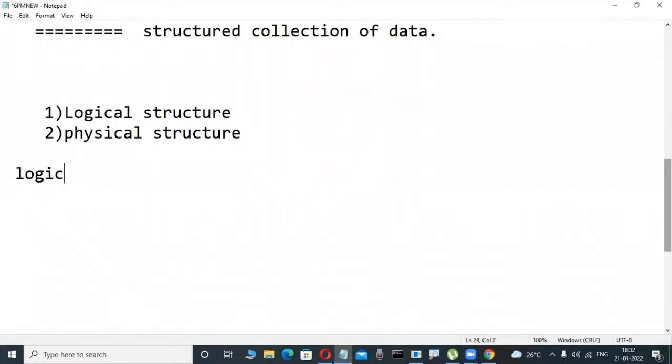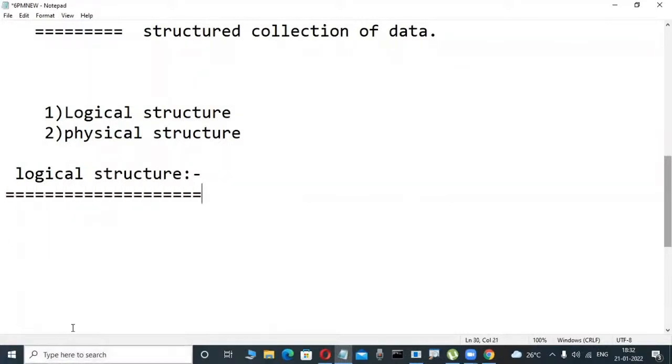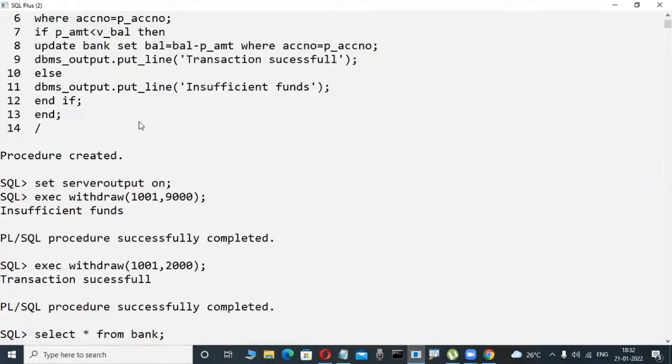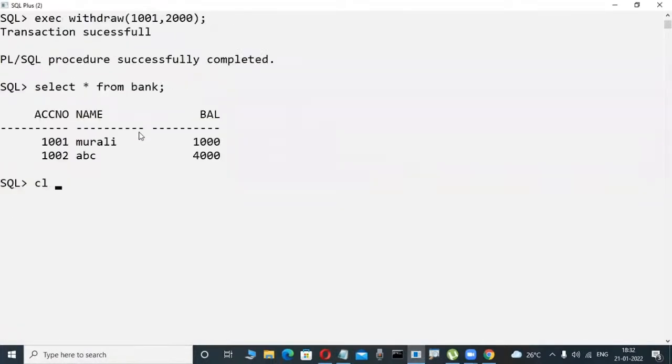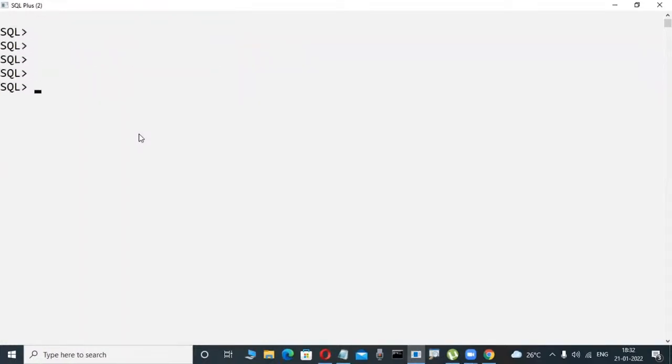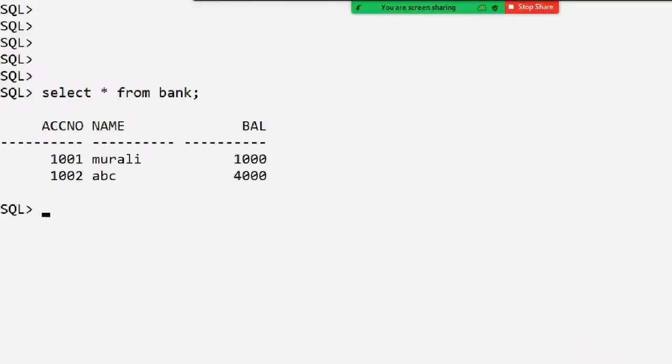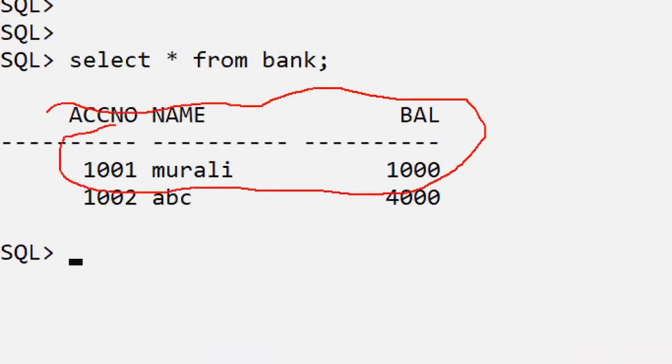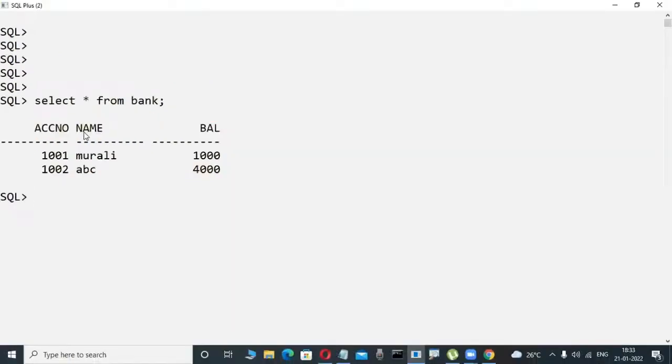Logical structure is very easy. Now check it out, slowly observe. Suppose today I'm installing Oracle. In this Oracle software, I try to create a table. Maybe bank is a table, as in the previous case. I'm creating this table with some syntax. Don't worry, SQL language is there.